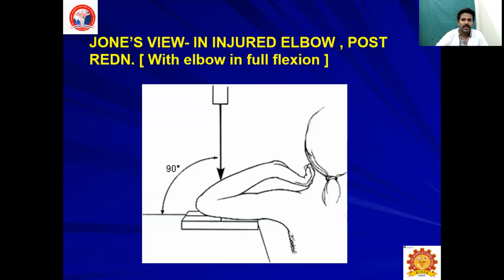Another one we can see is the Jones view of the injured elbow post reduction with the elbow in full extension. This will tell you how much you have manipulated the fracture site and how it has come out post reduction. You can check with a Jones view.